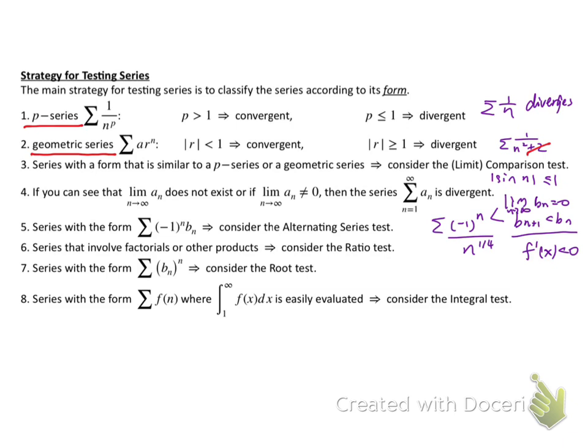Okay, and normally the ratio and the root test work or fail at the same time. So if one of them fails, no need of trying the other one. Go back to either the comparison test or the alternating series test, or our final chance, which is the integral test.